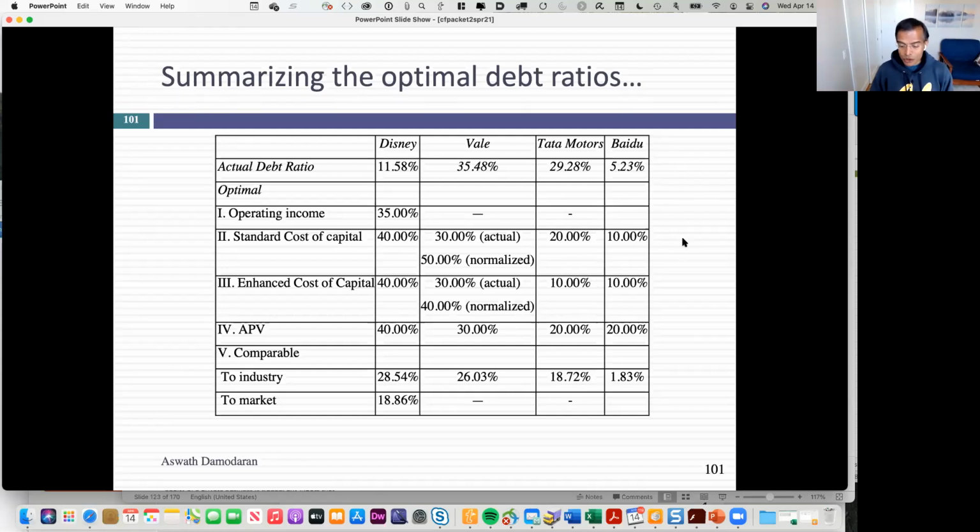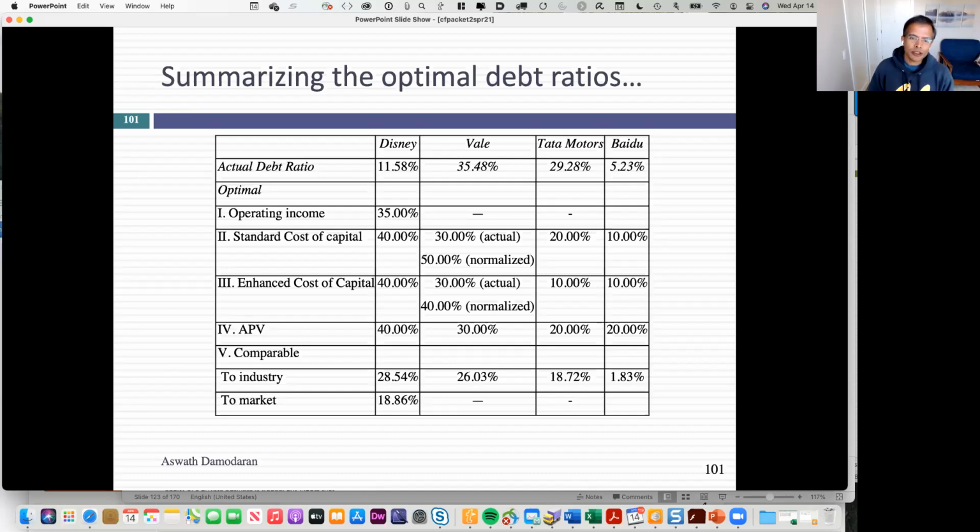With Tata Motors, their actual debt ratio is 29%. Every approach that I tried gave me an optimal debt ratio that was much lower. Again, the numbers might be different, but my recommendation is you are over levered, you have too much debt, and maybe using the Tata family group borrowing capacity to be able to get away with it, but as a standalone company, you have too much debt. So Disney looks underlevered, Vale and Tata Motors look overlevered, not massively so.